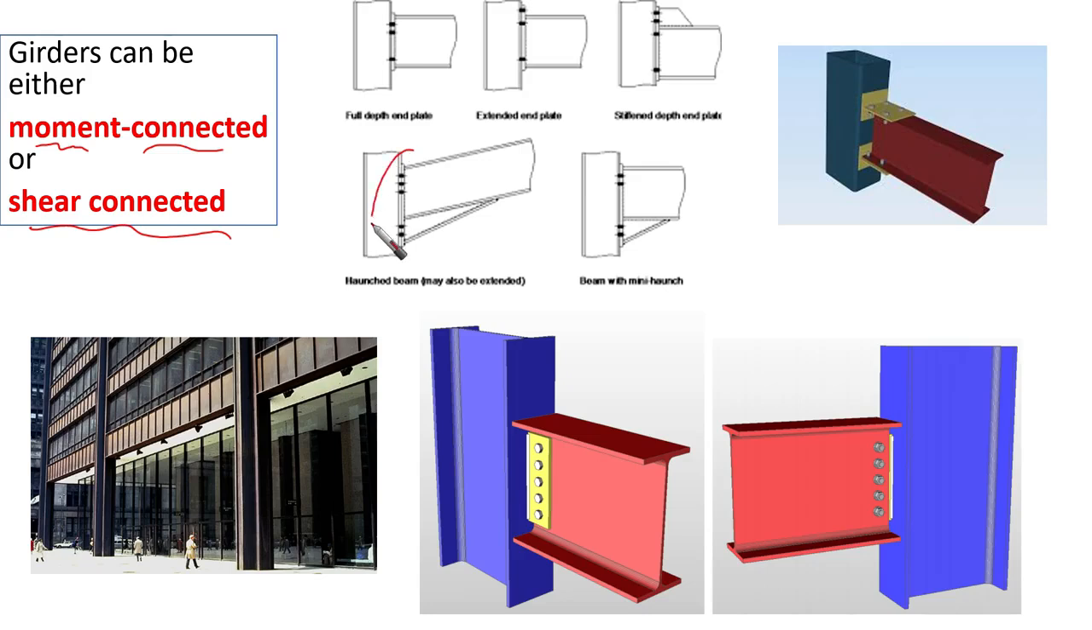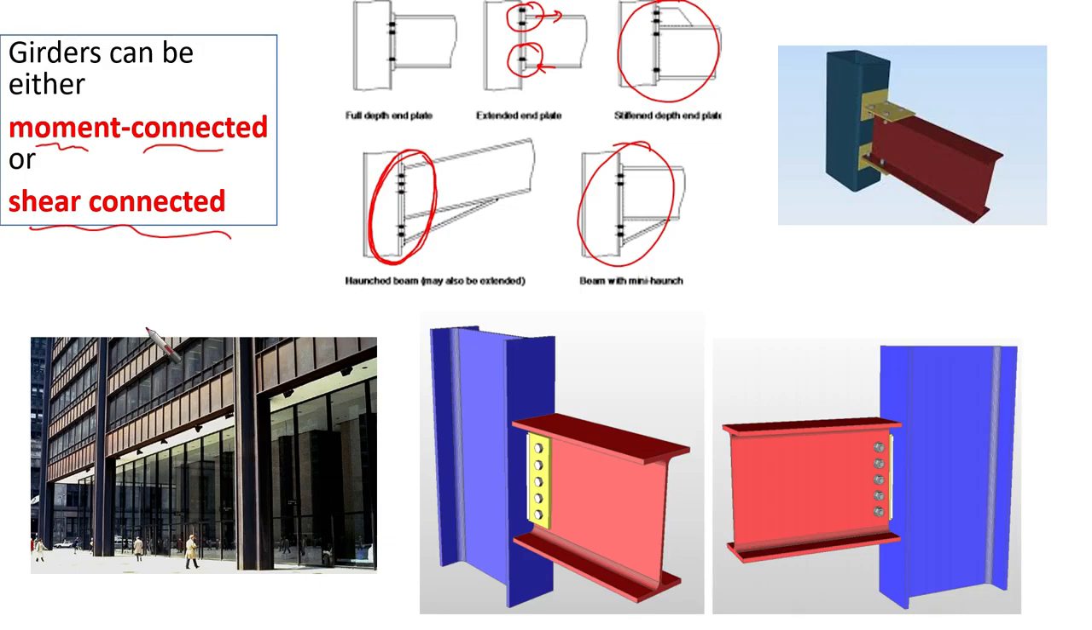For example, something like this seems to be a moment connection, where we are expecting moment to be resisted here. Similar here as well, all of them. We are going to find that there are compression and tension developed if we have flexural straining actions on the beam, and these fasteners are going to work to resist the end moment of the beam or the girder.